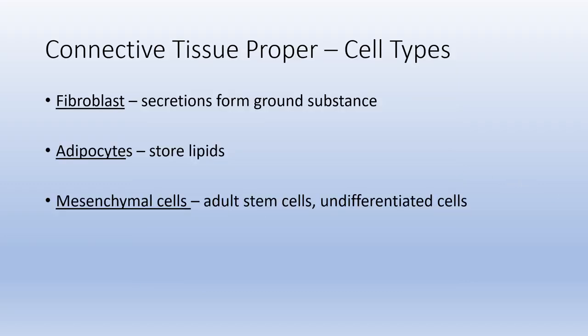With connective tissue proper, there are different types of cells present. You've got fibroblasts. These are the cells that secrete substances that help to form that ground substance. Adipocytes are going to store lipids, and your mesenchymal cells are adult stem cells. Stem cells are undifferentiated cells, meaning they have not specialized into any particular type of cell yet.